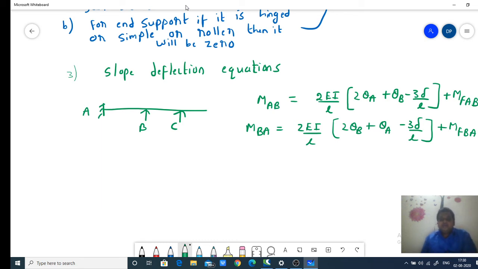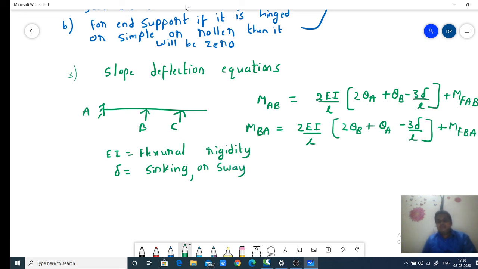Now what do we mean by EI? EI is the flexural rigidity. There will be some problems wherein you will be given the value of EI, and that has to be applied. If nothing is given, then it can be taken as constant. Delta is nothing but the support sinking, if any support is given as sinking, that has to be considered. Or sometimes if problems consist of sway, then sway has to be considered. And theta for any support is nothing but the rotation.